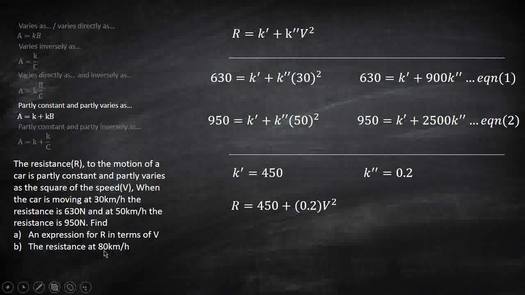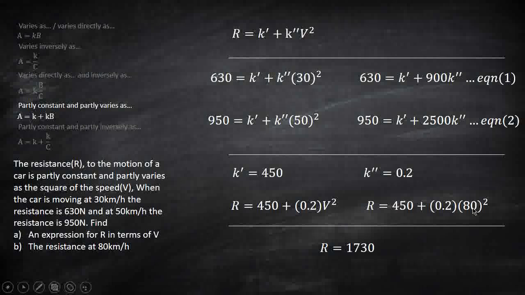Now, if the speed is 80, we find the resistance. So R is equal to 450 plus 0.2 times 80 squared. We solve the square of 80 first, then multiply by 0.2. Adding it to 450, we get the resistance to be 1730 newtons.